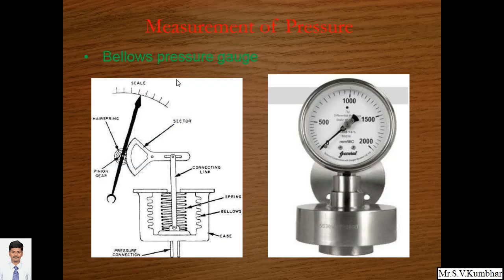Bellow pressure gauge. In bellow pressure gauge, bellows are used. Bellows compress when force is applied. So at pressure connection, when pressure is applied, bellow gets compressed. That's why the connecting link also deflects in vertically upward direction. This connecting link is connected to sector and sector is connected to pointer. This pointer shows deflection and hence we get pressure of any fluid. So on the right hand side, actual bellow pressure gauge is shown.